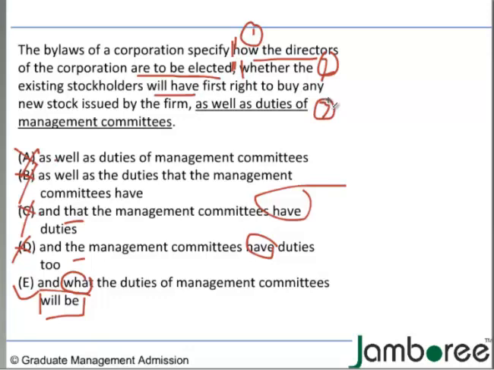Okay, is that clear now, Ayush? Ayush, are you a classroom student or an online student?